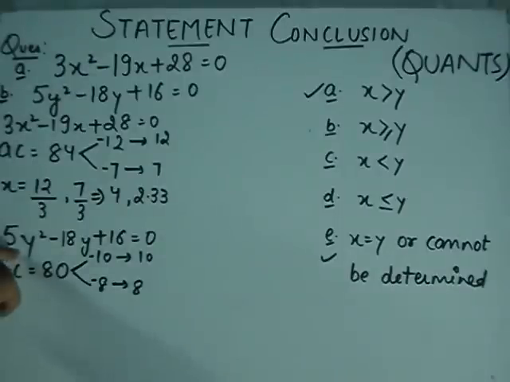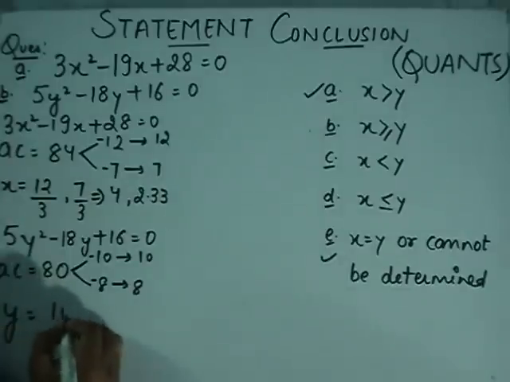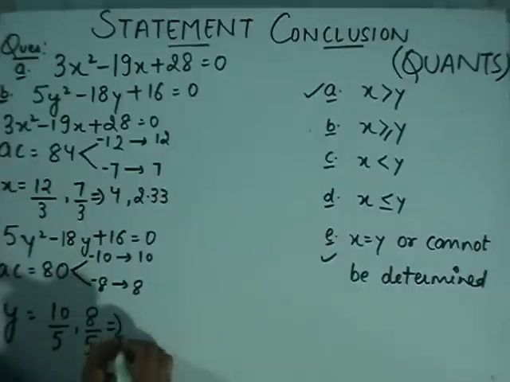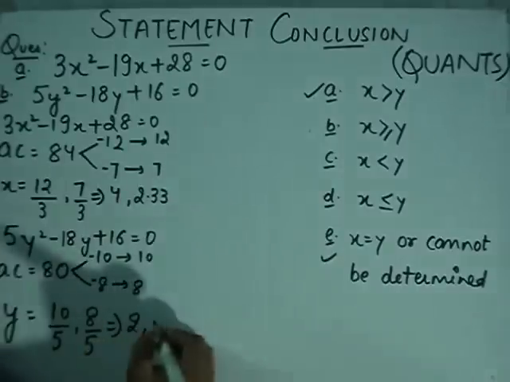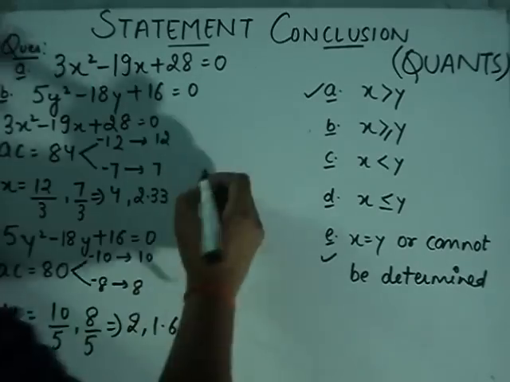Here the coefficient of y square is 5. So roots are 10 divided by 5 and 8 divided by 5, which is equal to 2 and 1.6. These are the roots of the second equation. You can check it by substituting the value.